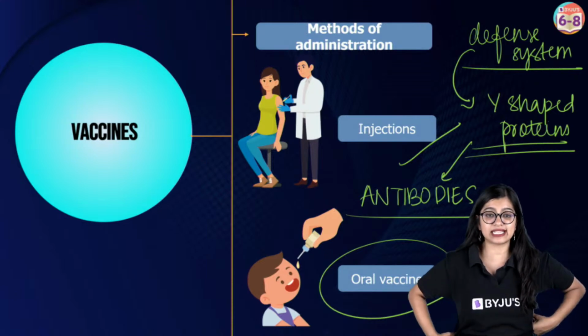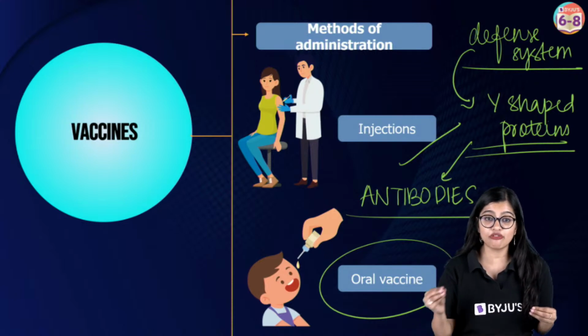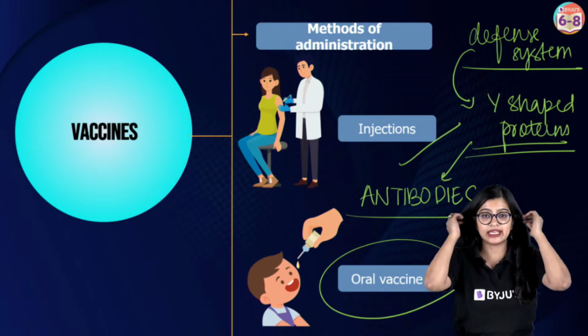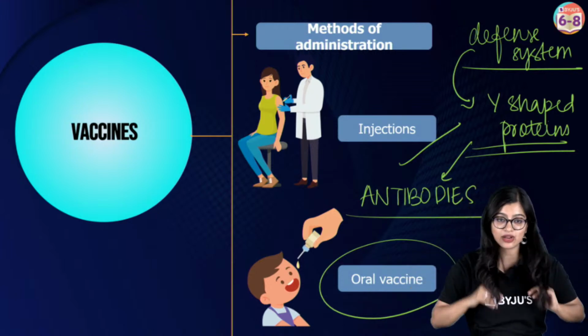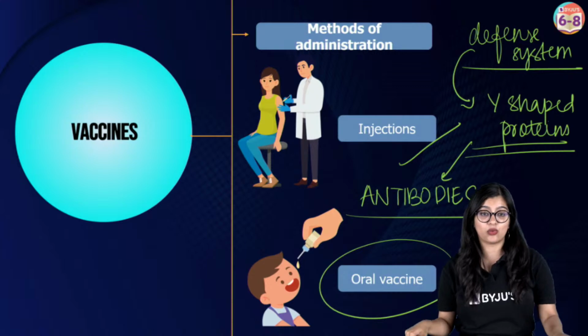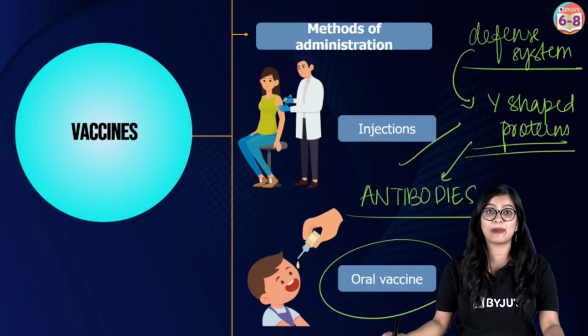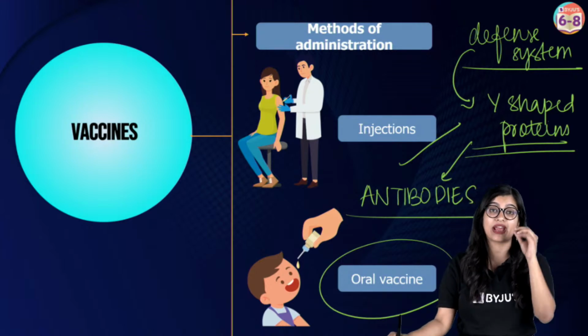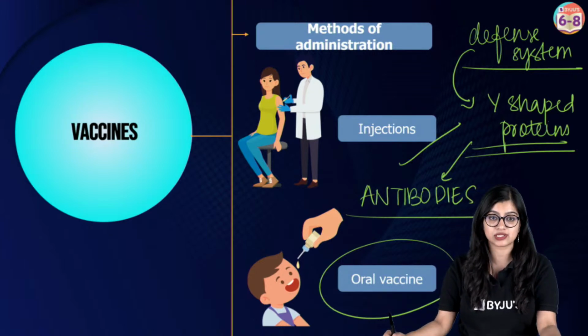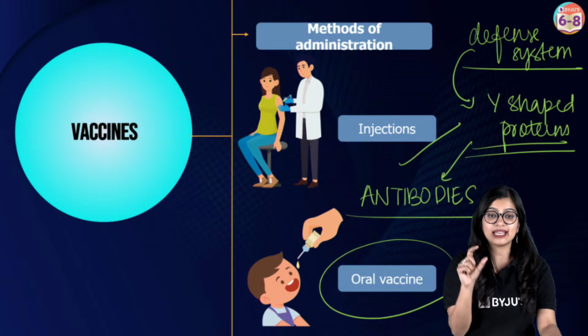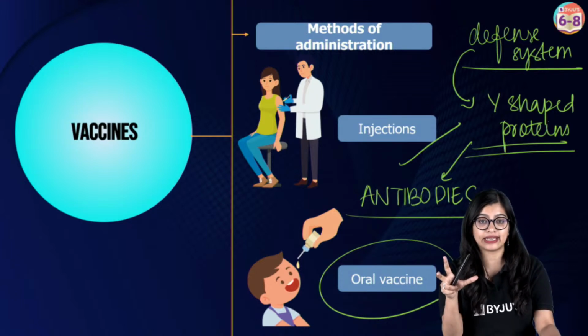WBC is white blood cells. What is an antibody made up of? Proteins, right? Okay, very good. Exactly, Y-shaped proteins. How was the vaccine discovered? By Edward Jenner when he was trying to find a cure for smallpox. Antibodies and vaccines, we are clear, right?